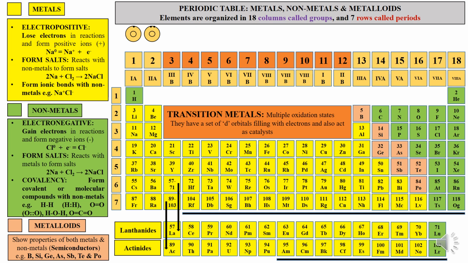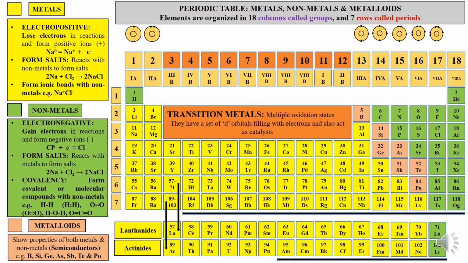Group 1 elements have just one valence electron in their outermost valence shell. Group 2 elements have two valence electrons in the outermost valence shell. Group 3 elements have three valence electrons in their outermost valence shell. Group 4 have four valence electrons, group 5 have five, group 6 have six, group 7 have seven, and group 8 have 8 valence electrons in their outermost valence shell.